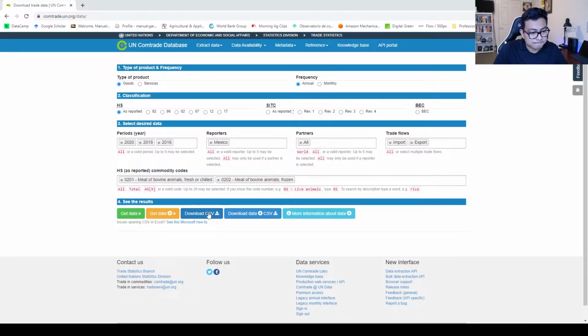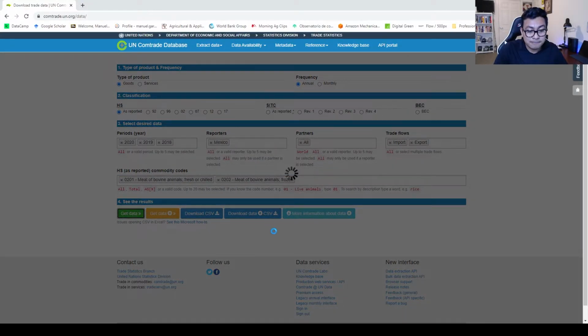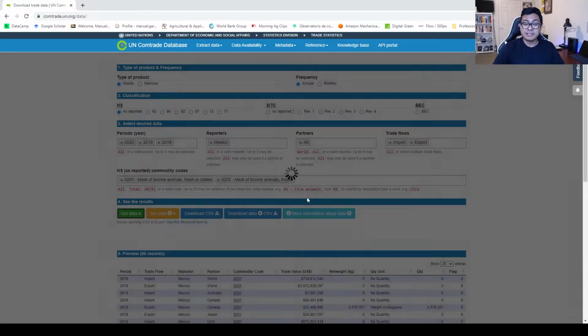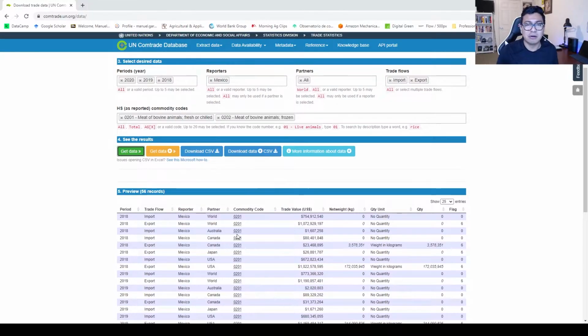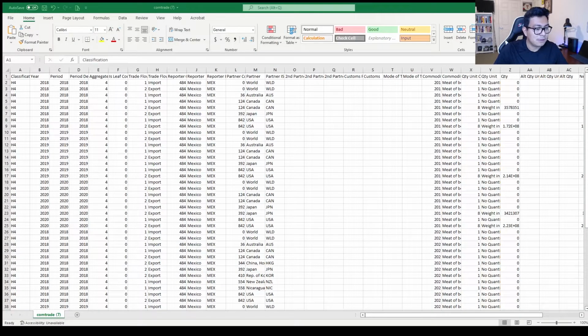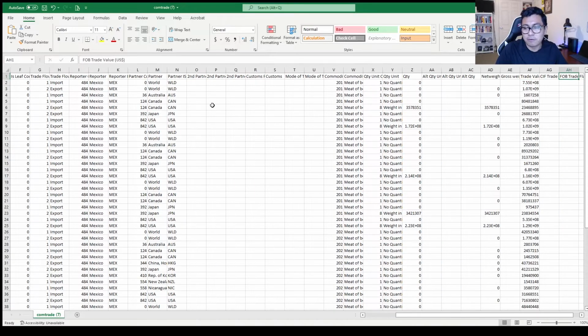And then you can get the data here, but as you're gonna see, you can visualize data, but you cannot basically do any graphs or further analysis. So let's download the data as a CSV, which is comma separated values. All right, and this is how the database looks like. You have the classification, year, period, the trade flow, the reporter, and so on and so forth.